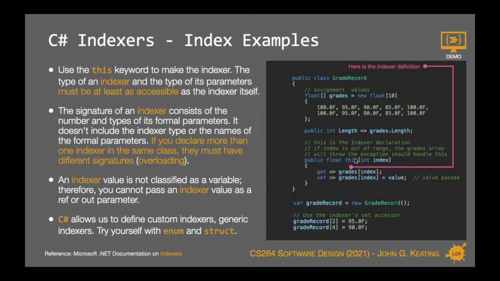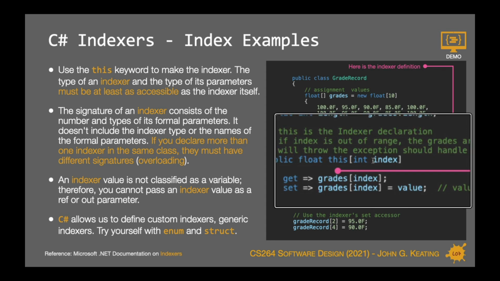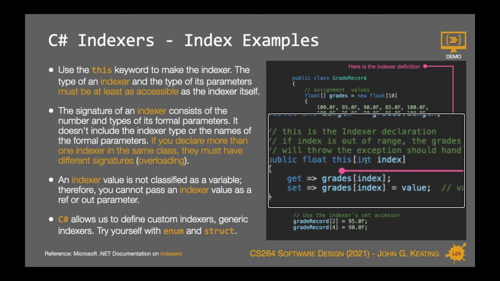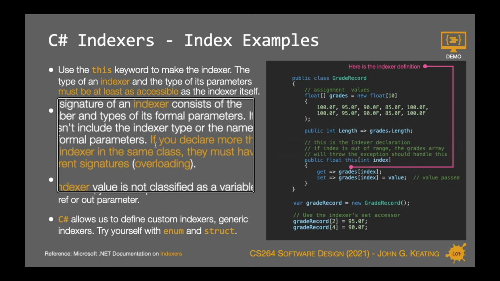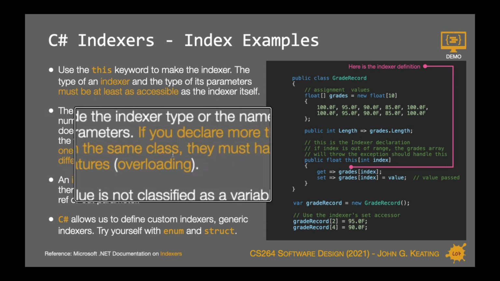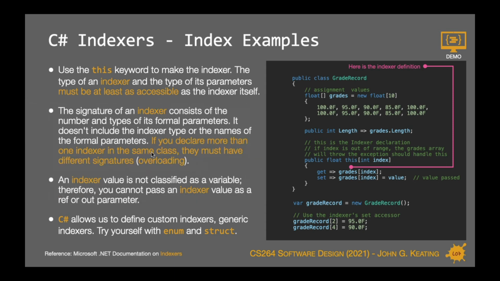So the signature of the indexer consists of the number and the types of its formal parameters. Here we have one parameter, which we're going to call index. You don't have to. You can call it bananas if you want. And its type is int. If you declare more than one indexer in the same class, they must have different signatures. So we overload rather than override. So you can have lots of indexers, different ways of indexing the same piece of data.